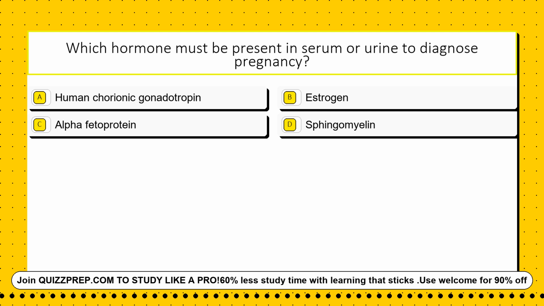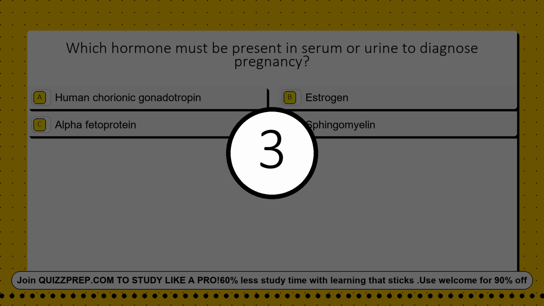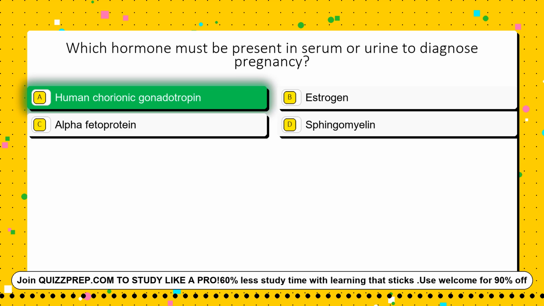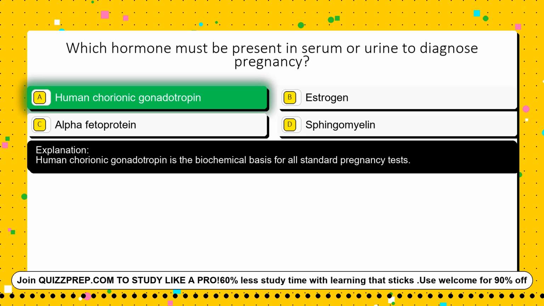Option A, human chorionic gonadotropin. Option B, estrogen. Option C, alpha-fetoprotein. Option D, sphingomyelin. The correct answer is option A, human chorionic gonadotropin. Human chorionic gonadotropin is the biochemical basis for all standard pregnancy tests.